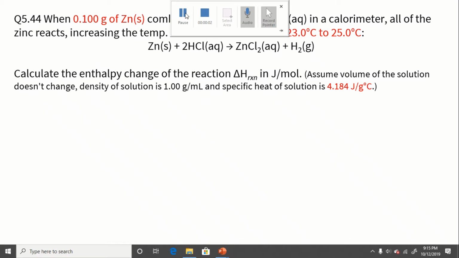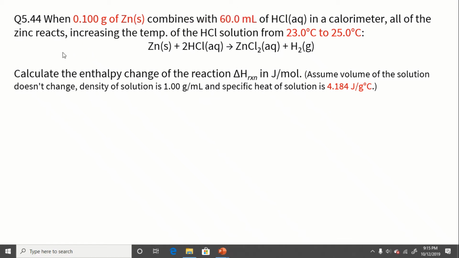The last one that I'm getting some questions about is question 5.44 from the homework. When 100 grams of zinc combines with 60 milliliters of HCl in a calorimeter, all the zinc reacts, increasing the temperature of the HCl solution, aqueous solution, so water-based solution, from 23 degrees to 25 degrees. Given the following equation, we don't really need to use the following equation, but calculate the enthalpy change of the reaction in joules per mole.